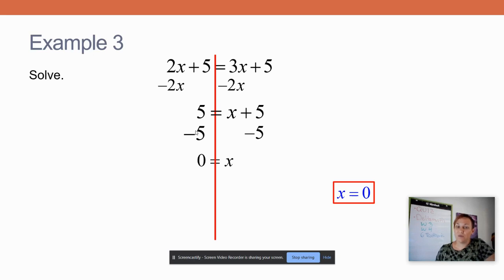So again, sometimes we have a special case if all the letters go away, but if you still have a letter x in there, then it's not a special case and you need to write an actual number answer.